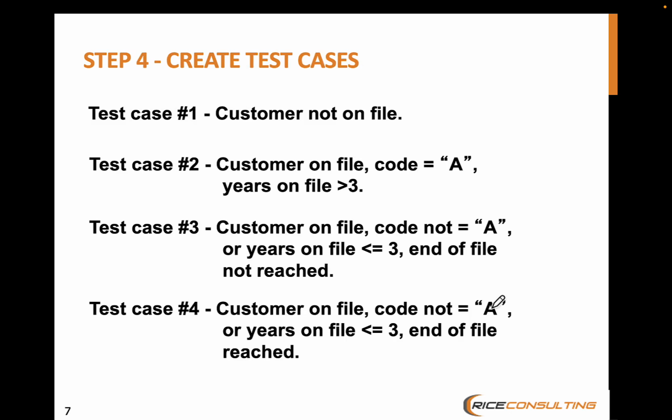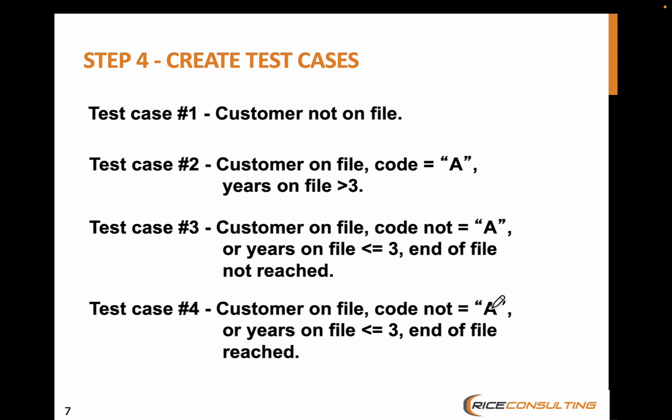So the last step then is you put this in some kind of human readable format. So like test case 1 is the customer's not on file. Test case 2 is they're on file, but they're code A and they've been on file greater than 3 years. Test case 3 is the customer's on file. The code is not equal to A, or the years on file is less than or equal to 3, and the end of the file has not been reached yet.